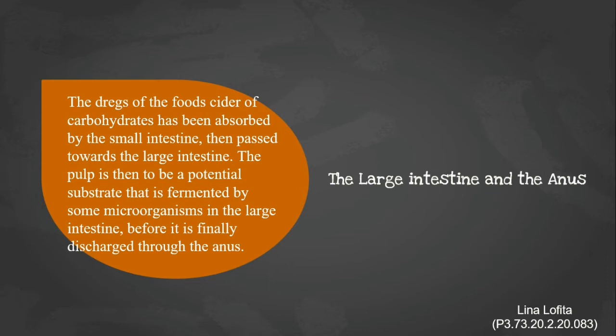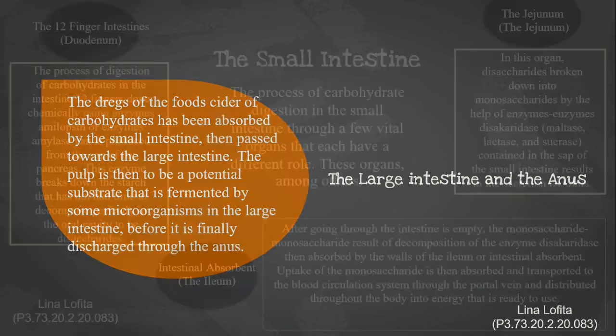The large intestine and the anus. The rest of the carbohydrates not absorbed by the small intestine then pass toward the large intestine. The food residue is a potential substrate that is fermented by some microorganisms in the large intestine before it is finally discarded through the anus.